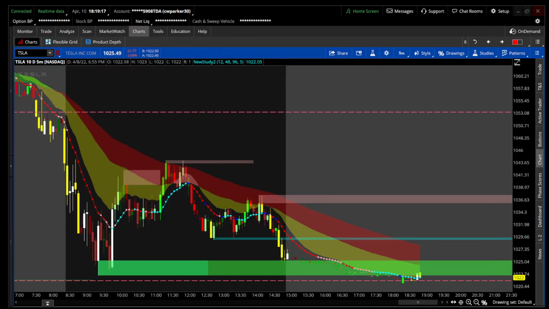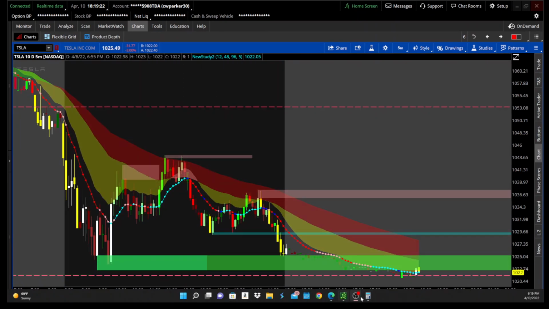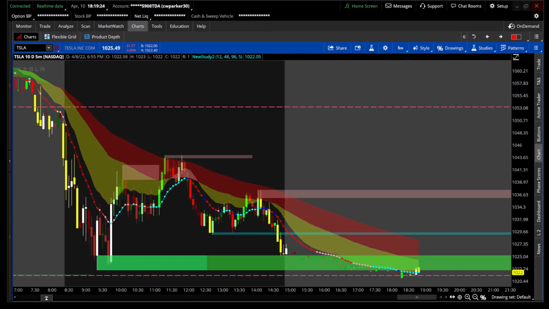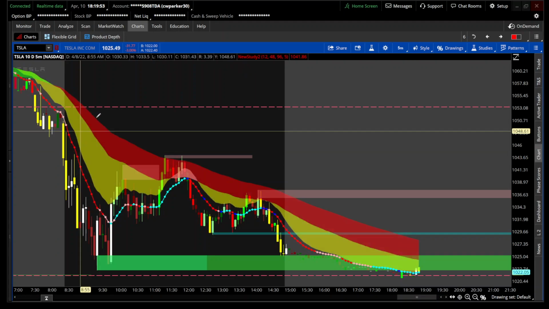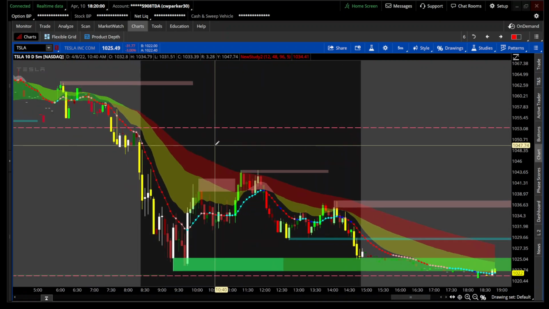So let's see. What else do I have to say about this indicator? That's really everything I had to say about this indicator, or these moving averages that I've been playing with, to get a more accurate idea of what's going on in each time period.